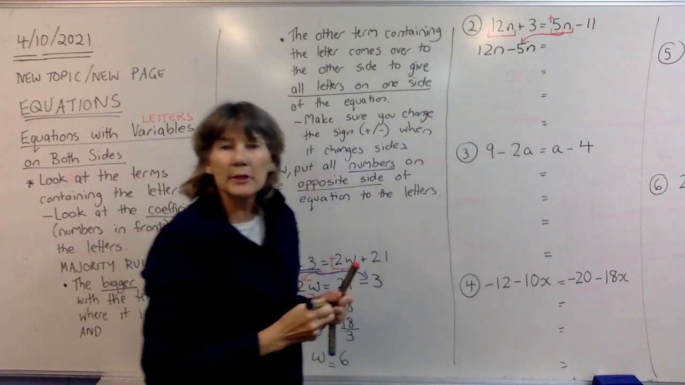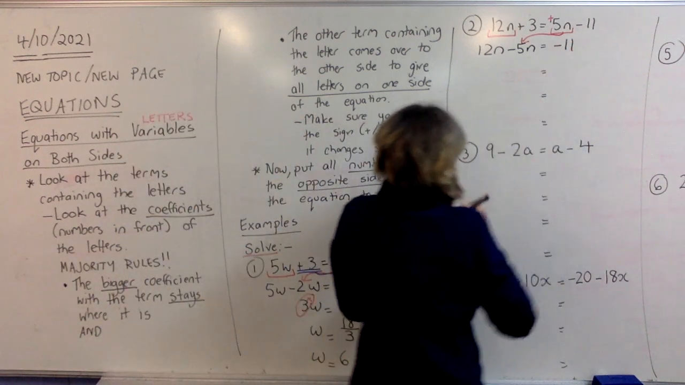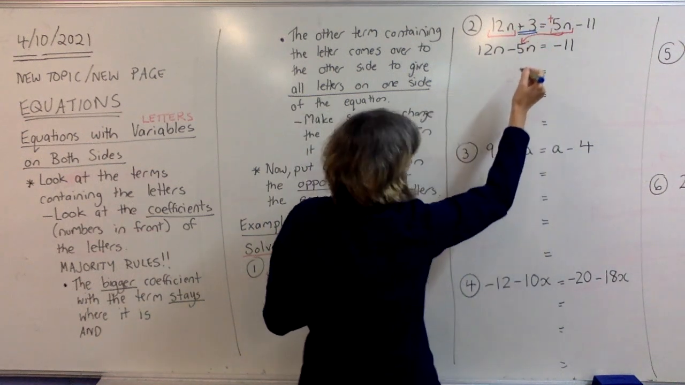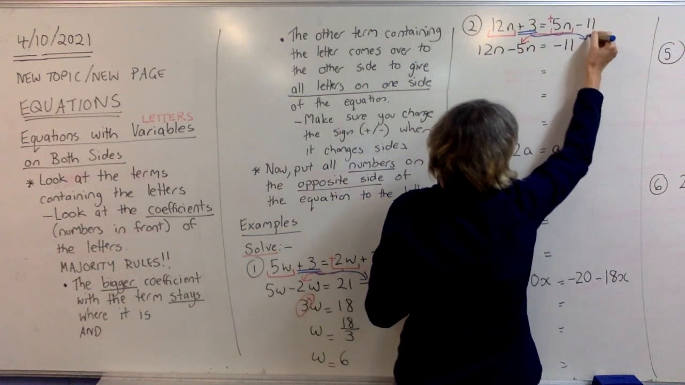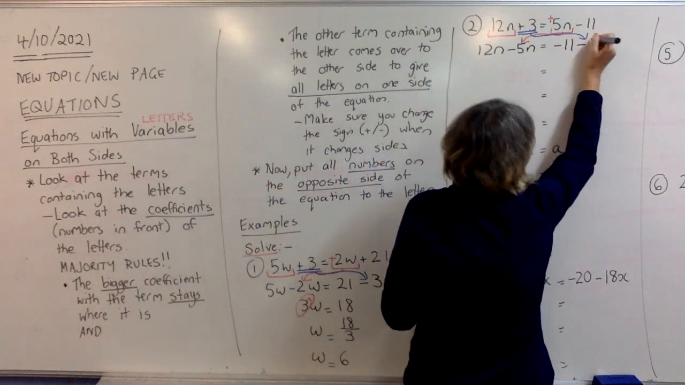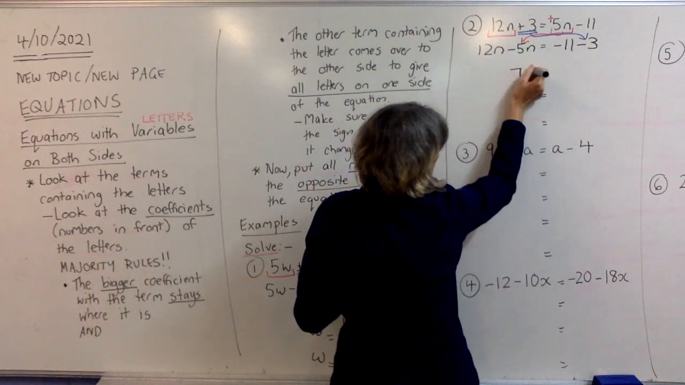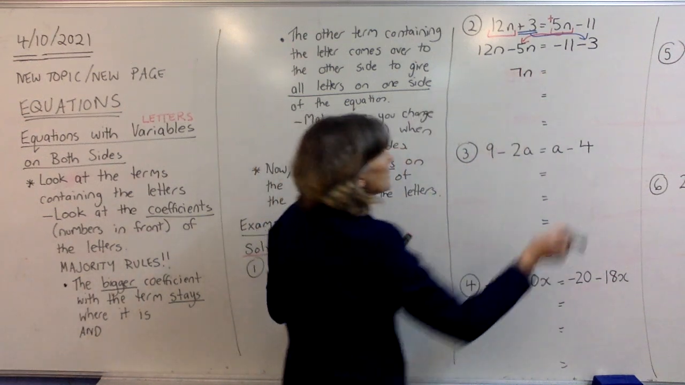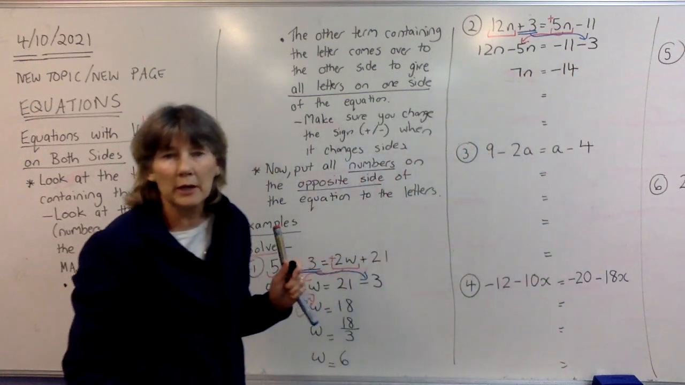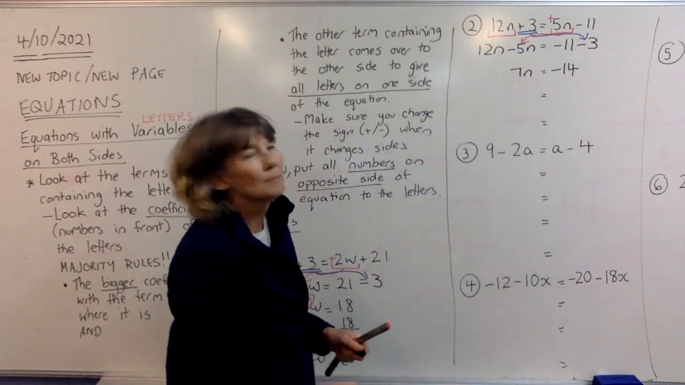Now we want the numbers on the right-hand side. So the minus 11 will stay there. And this time the plus 3 will move over here to join the other number, and make sure you do the opposite, which is minus 3. All right, collect our letters, and we have 7N. Collect our numbers. Don't make any mistakes over here. If you can't trust yourself, use your calculator. So minus 11 minus 3 is minus 14.